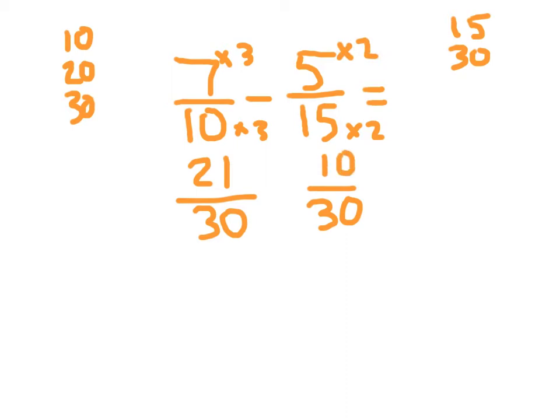So 21/30ths minus 10/30ths is equal to 11/30ths. And since 11 is prime, and 30 is not divisible by 11, this is in simplest form.